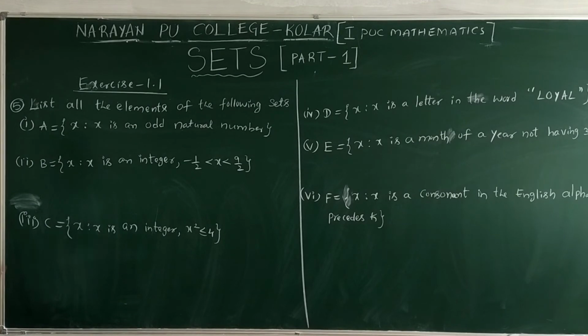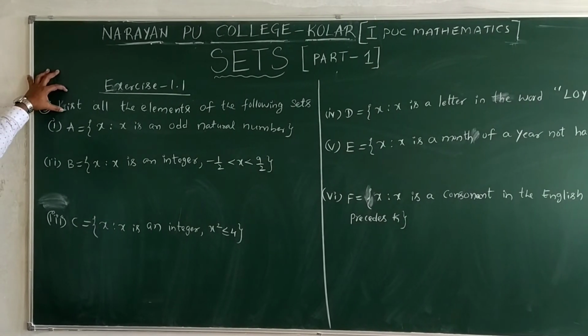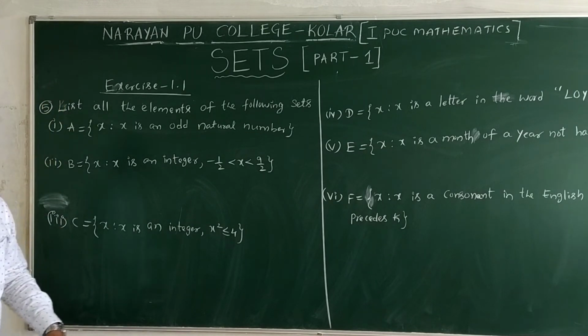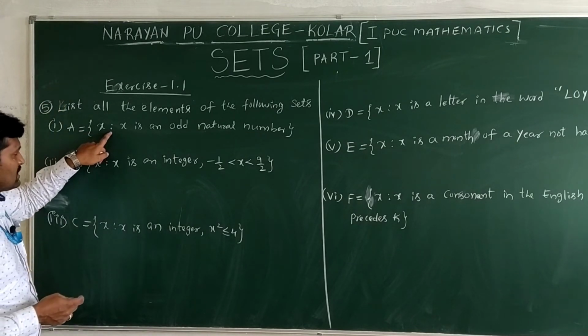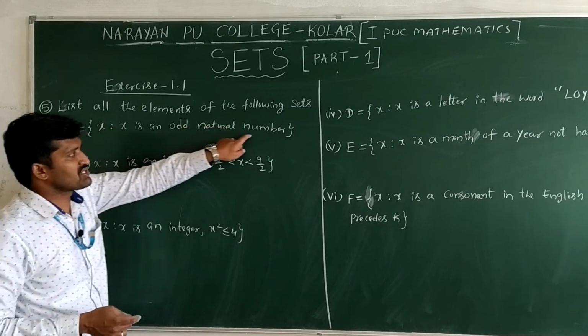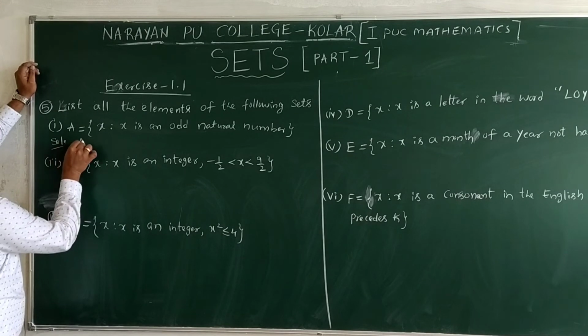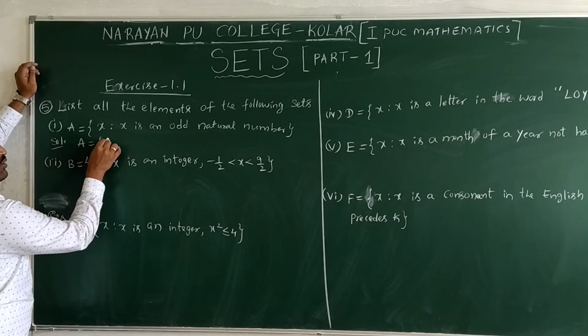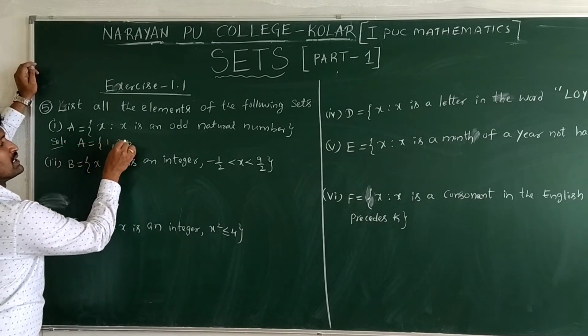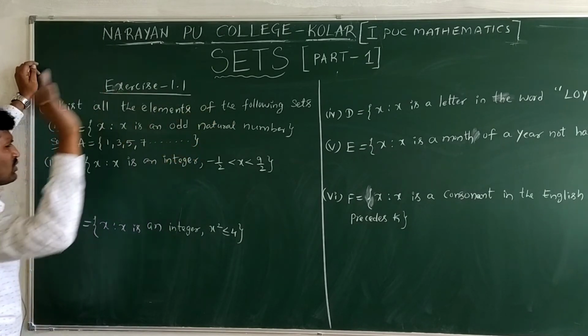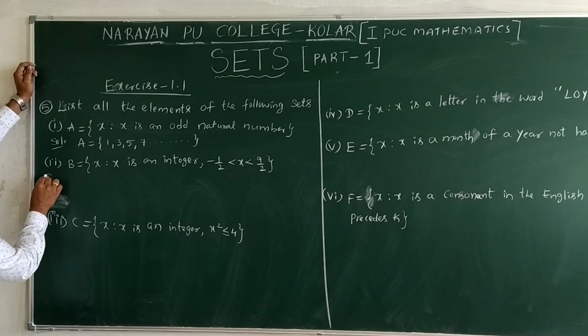Next, coming to fifth question. List all the elements of the following sets. List means simply roster form only. Okay. First one, set x such that x is an odd natural number. Now, set of all the odd natural numbers means what will we take? 1, 3, 5, 7, and so on to infinity.